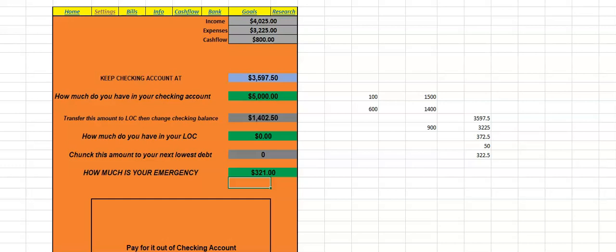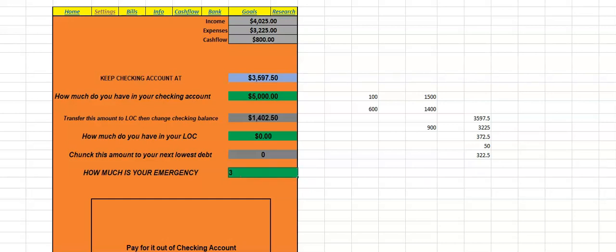Now what's going to happen is the next time your income comes in here, instead of it all going straight to your line of credit, it's going to reduce this amount and keep it back in here to bring it back to that required amount again.